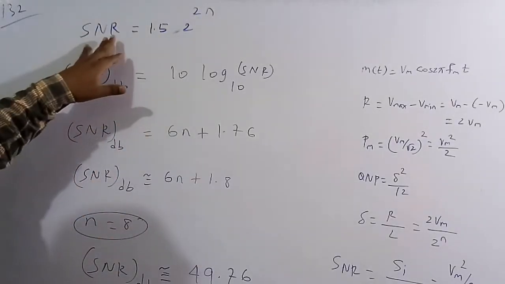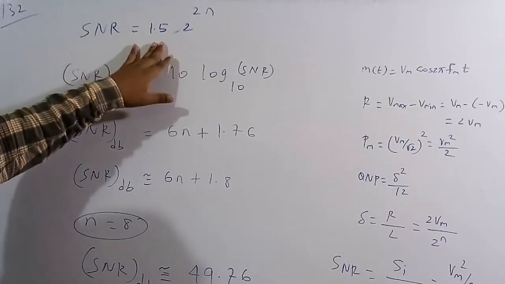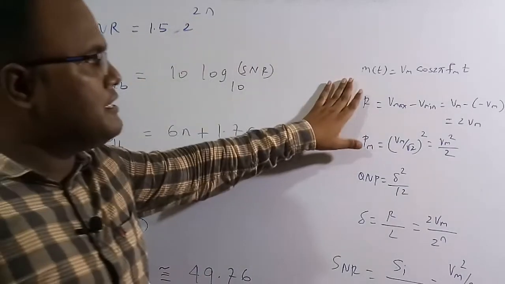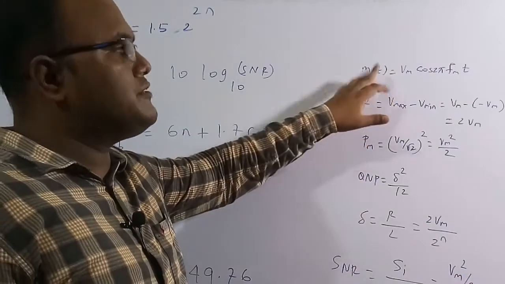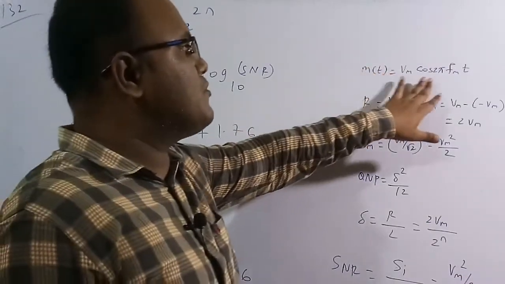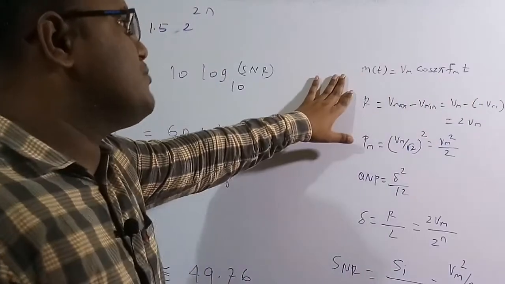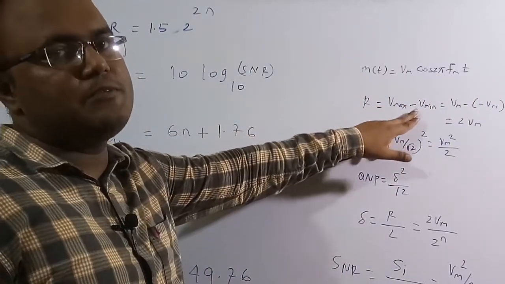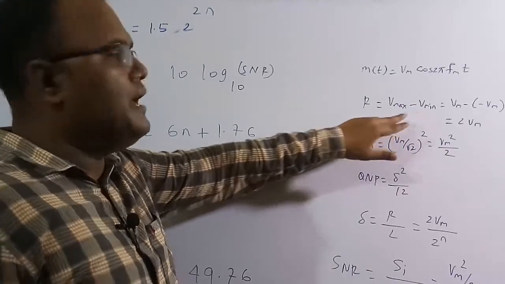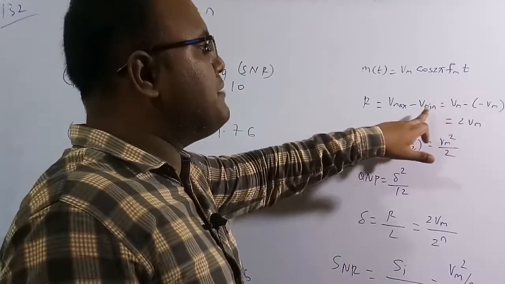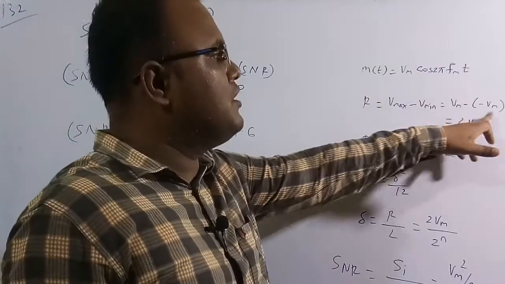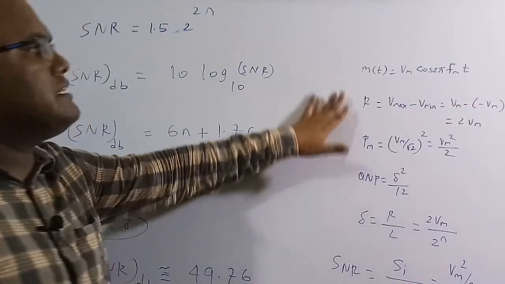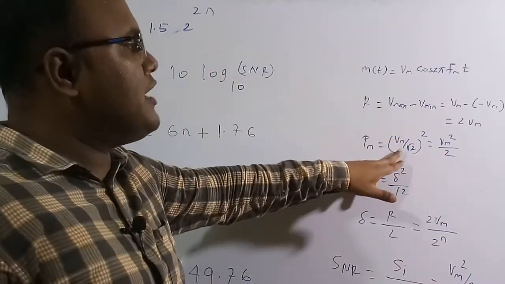The signal to quantization noise ratio in PCM is 1.5 into 2 to the power of 2n. Let me derive this formula also. Let the message signal m of t be a waveform Vm cos 2 pi fm t. I want to calculate the range of this message signal, meaning the maximum peak value minus the minimum peak value. The maximum peak value is plus Vm and the minimum peak value is minus Vm. So Vm minus of minus Vm is 2 Vm, the range of the signal. And the power in the message signal is nothing but the RMS value whole square.